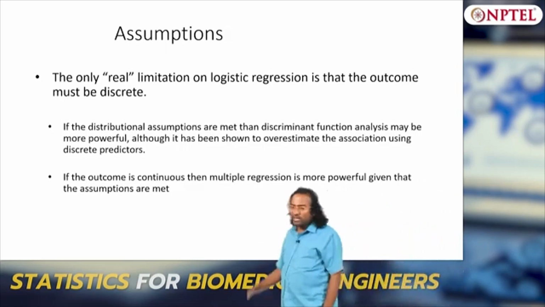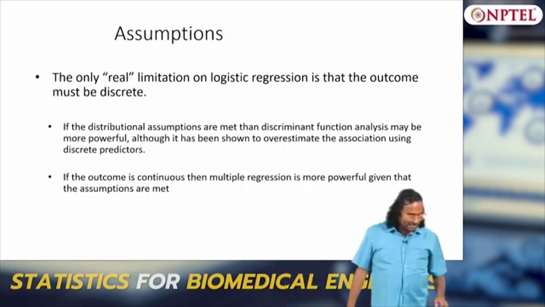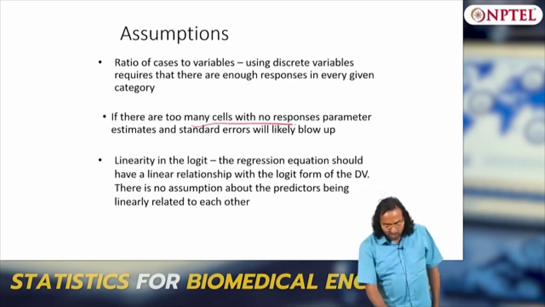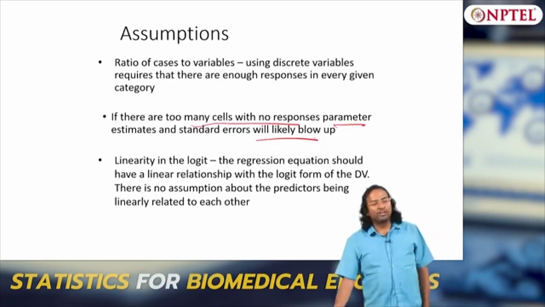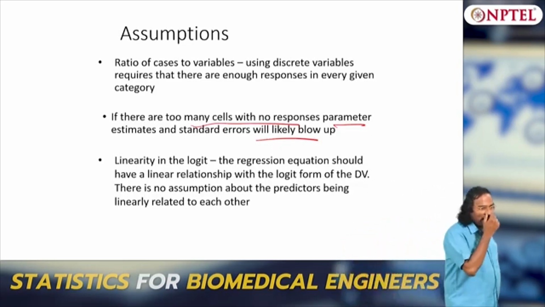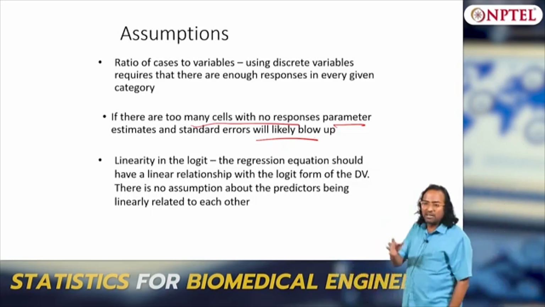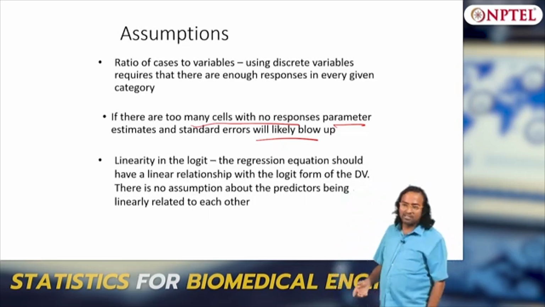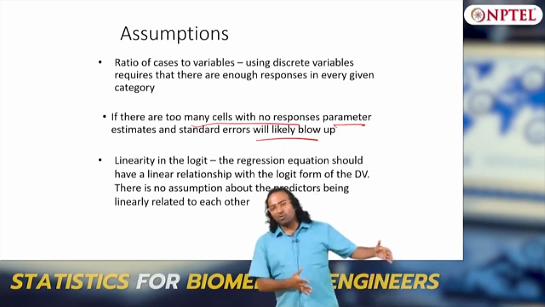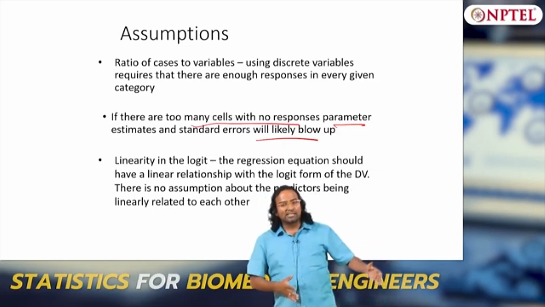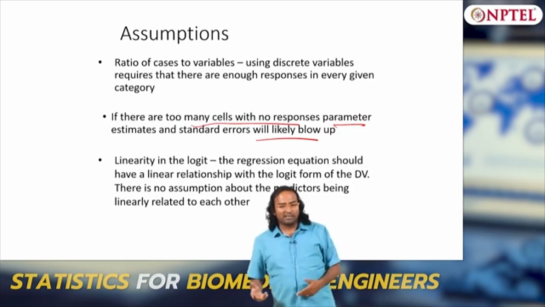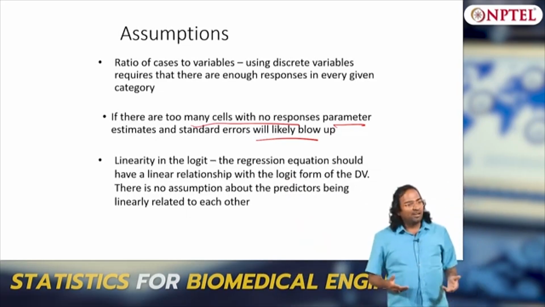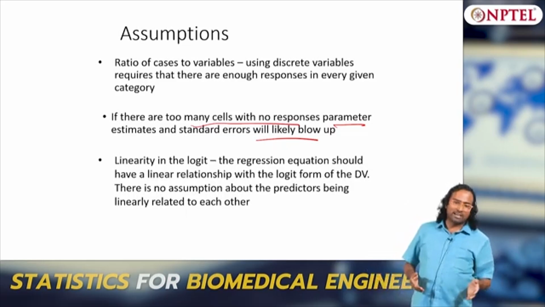So coming back, the only real assumption is the outcome must be discrete, and of course if there are too many cells with no responses, then the errors will blow up. So you need enough training data. Suppose you have data only for yes and very little data for no, then you are most likely going to make errors. This is what we call class imbalance in machine learning, where there is a large amount of data in one class and very little data in another class, then the error is going to be pretty high.